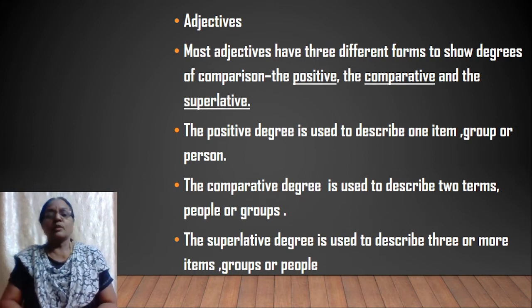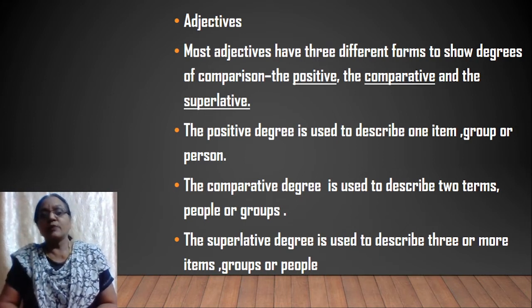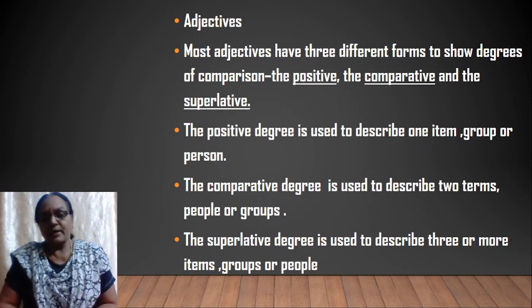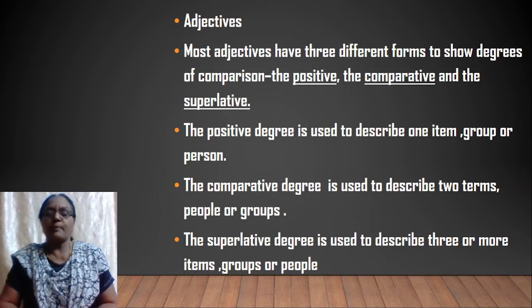So, there are different forms to show degrees of comparison. Most adjectives have three different forms to show the degree of comparison. They are the positive, the comparative, and the superlative. Now, the positive degree is used to describe just one item, group or person.